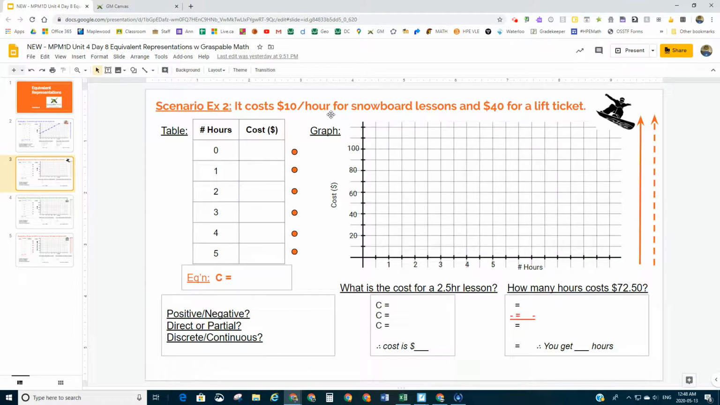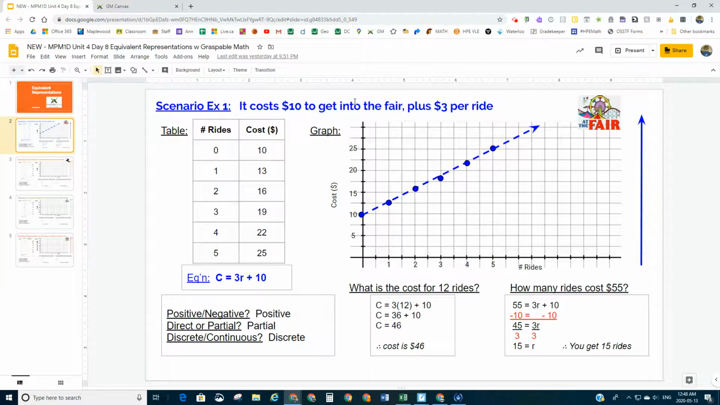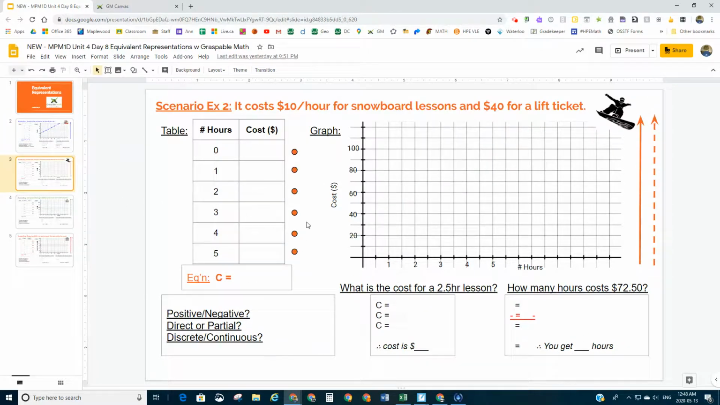it costs $10 an hour for snowboard lessons plus a $40 lift ticket. So the $40 is the flat rate and the $10 per hour is the rate of change. In this first example, it was backwards. So we got to make sure we pull the right information to get a right equation. So the $10 per hour, you're going to take 10 times the number of hours, and that'll be 10h. And your flat rate is 40, so it'll be plus 40.